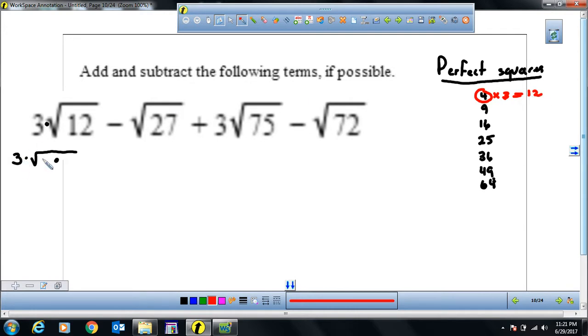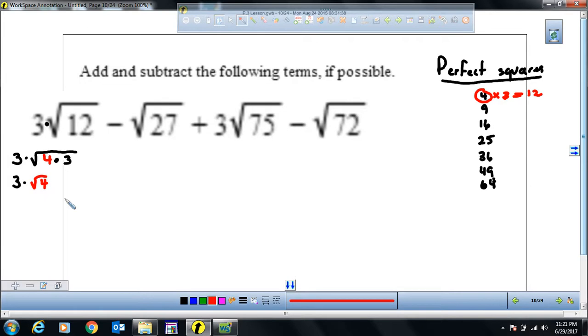So then we're going to have 4 times 3, which is 12. Then remember, the product rule states that the square root of 4 times 3 is the same thing as the square root of 4 times the square root of 3. And then we can simplify this. So that would be 3 times, and the square root of 4 is equal to 2. So it would be 3 times 2 times the square root of 3. And we can simplify it by multiplying these two values. That's going to be 6 square root of 3.